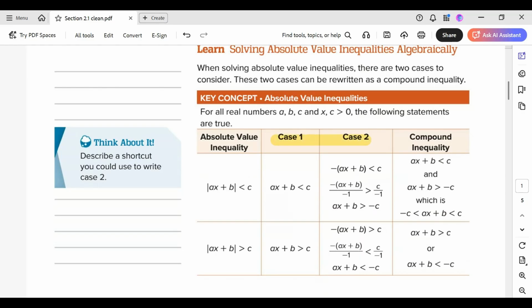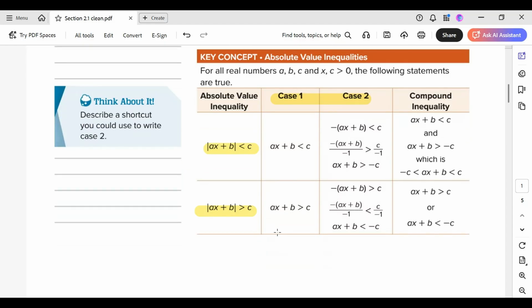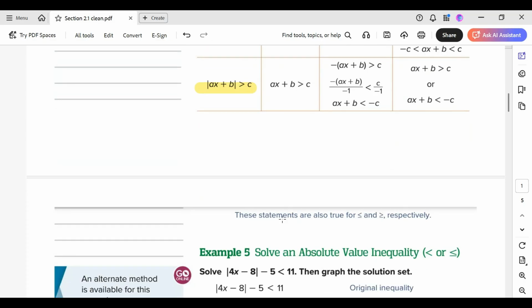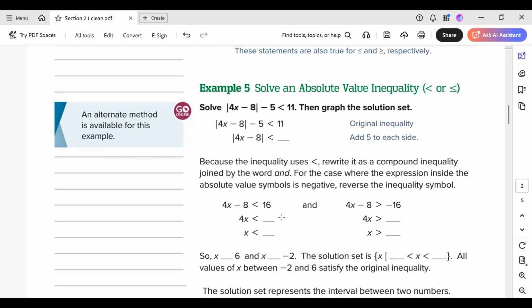The first one is known for the and statement. So there's two solutions between it. And the second one is the or statement, which means it's going one against the other. And these are our setups of what we would use. So in order to apply this, we're going to tackle some problems. In example 5, it says solve an absolute value inequality. And for this one, it's going to be the or process, where it's less than or less than or equal to.